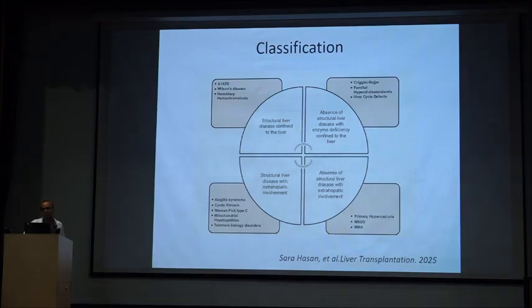When the enzyme deficiency, or the problem, is limited or confined to the liver, typical examples are Crigler-Najjar syndrome, familial homozygous hypercholesterolemia, and urea cycle defects. Then the next is absence of structural disease with extrahepatic manifestation, such as primary hyperoxaluria. Again, it changes the perspective, because the role of simultaneous kidney transplantation comes in.